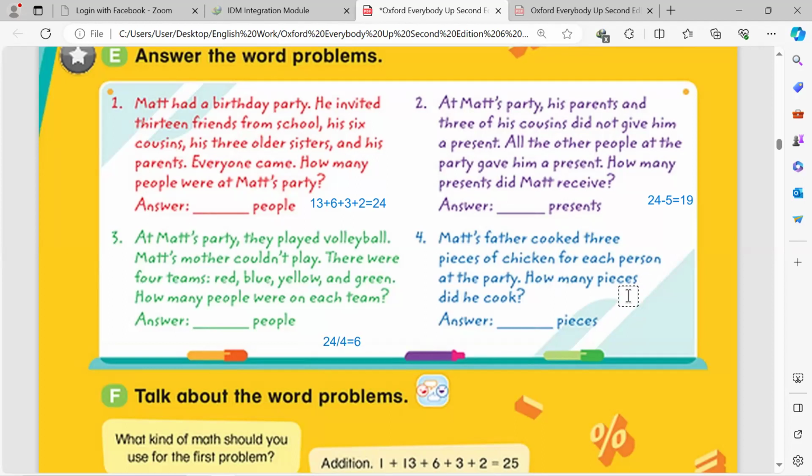Okay, Matt's father cooked 3 pieces of chicken for each person at the party. So 24 times 3. So it's about, in today's case it's 25 people, right? Including Matt. 24 people or 25? 24.